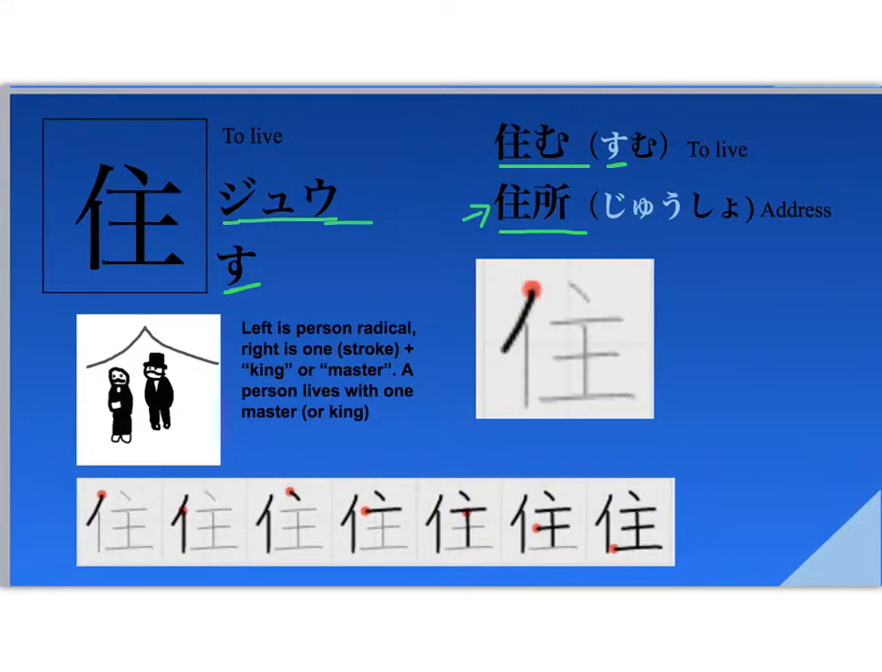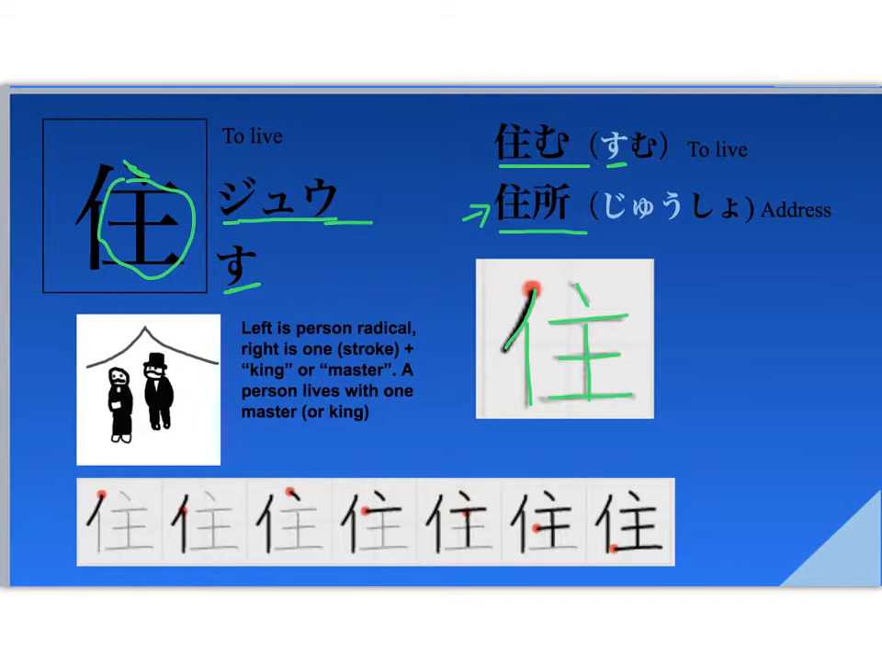Now, one strategy for this is that the left radical is person, and the right radical is actually king. So this portion of the kanji is king. Then you have this line at the top here. So a person lives with one master or one king. And the stroke order is quite easy. It's ichi, ni, san, shi, go, roku, shichi.